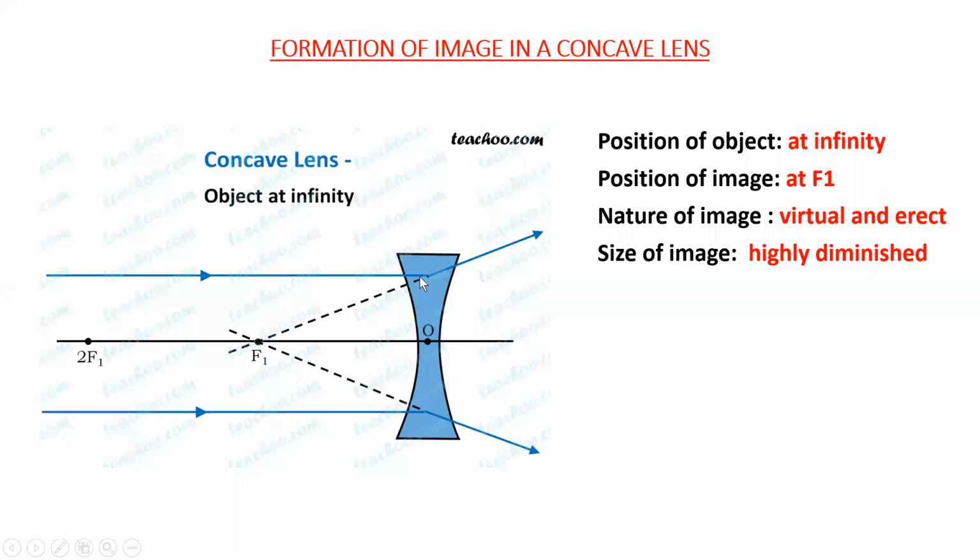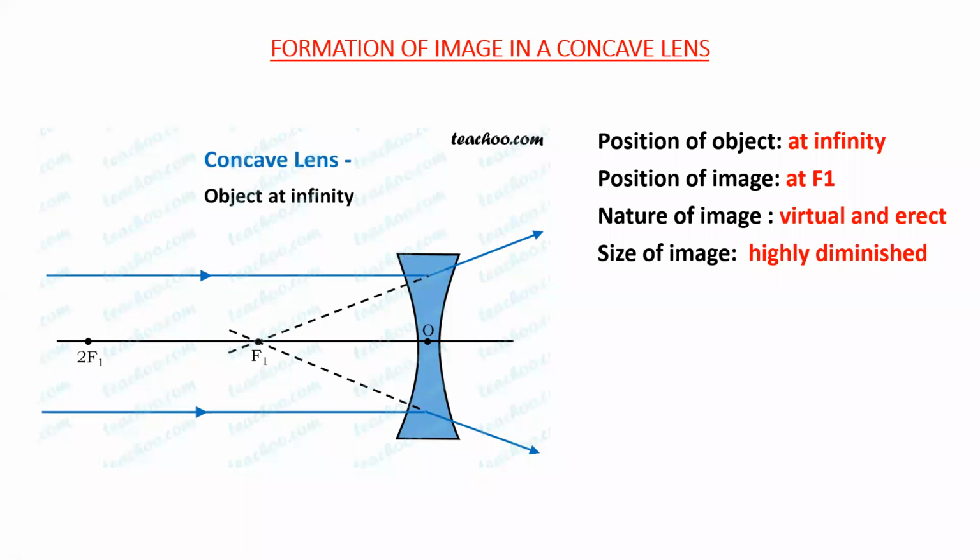When it is falling on the concave lens, these rays diverge. ये diverge कर गया on both the sides. Now these divergent rays or refracted rays will never actually meet. ये कभी meet नहीं करेगा. Actual meeting इसका कभी नहीं होगा, because both are moving in two different directions.